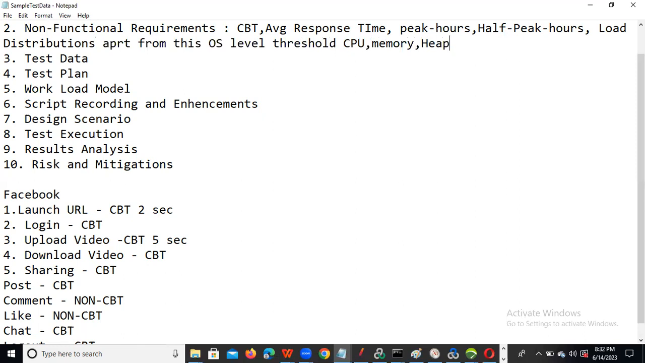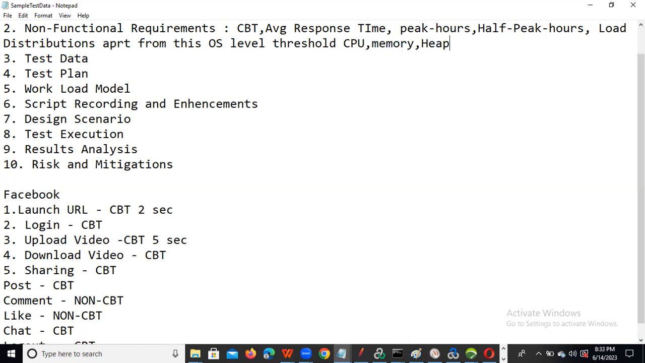So apart from the application, we need to ask the client what are the critical business transactions for our application? What is the average response time of each and every transaction? What are your application peak hours? What are the off-peak hours? And what is the load distribution?